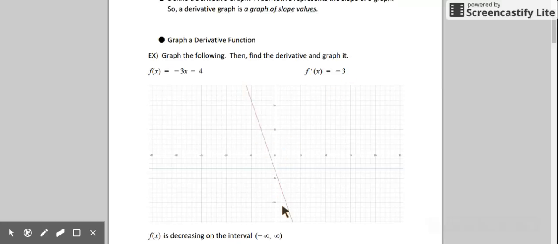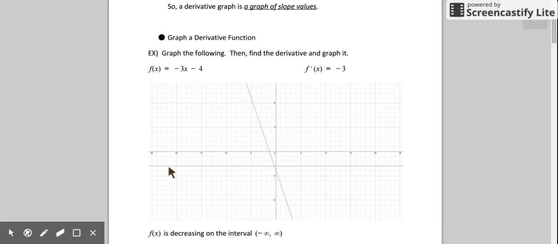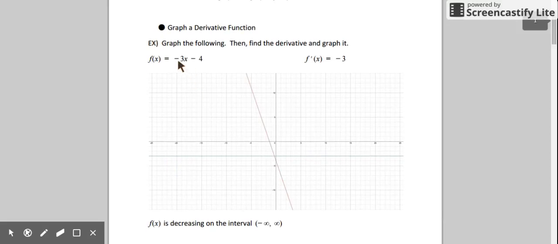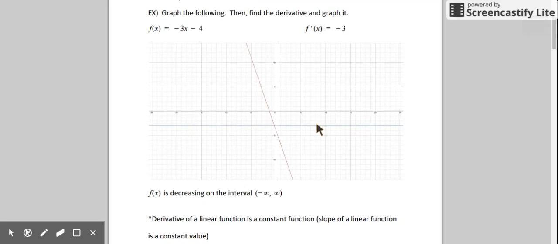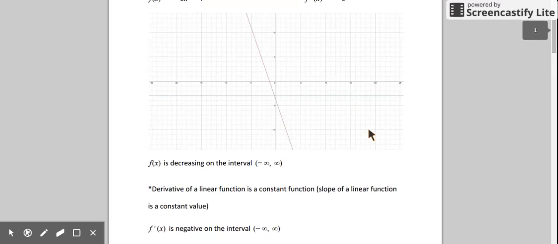So a linear function graph is going to have a constant derivative function graph, because the slope of a linear function is always going to be a constant value. So the graph of the derivative of a linear function is always going to be a horizontal line or a constant function. This line is decreasing everywhere on the interval, so its slope must be constant, or a horizontal line, everywhere on the same interval. Derivatives of linear functions are always going to be constant functions.